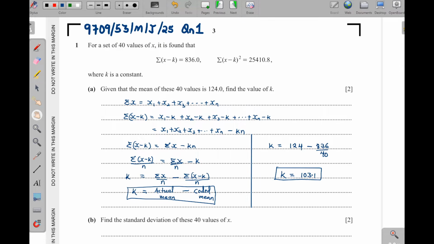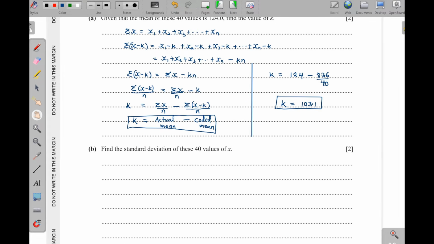Then part B, find the standard deviation of these 40 values of x. Now, you should know that standard deviation isn't affected by coding. Standard deviation and variance, actually, they are properties that prove this, but it's out of our scope in this paper. So I'm not going to do it.